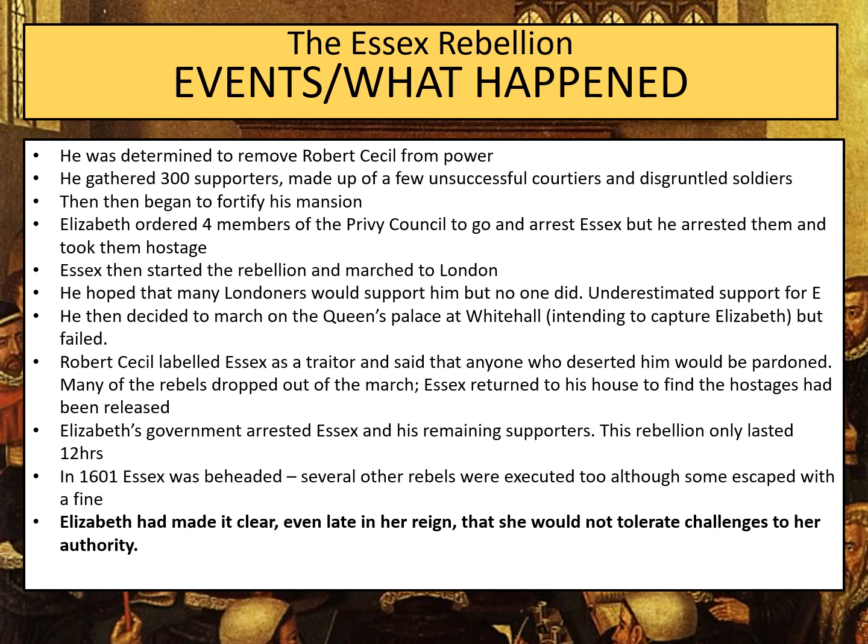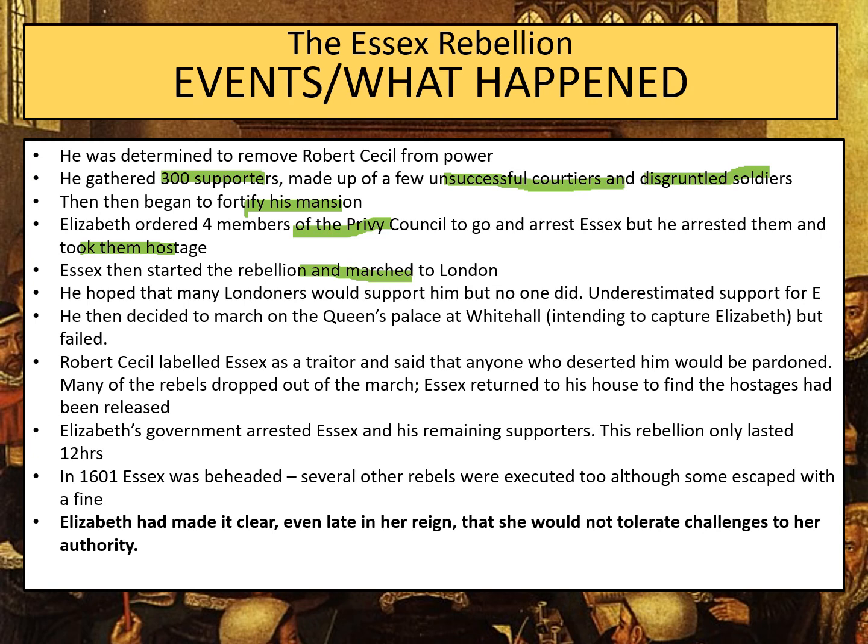The Earl of Essex gathered 300 supporters together, made up of a few unsuccessful courtiers and disgruntled soldiers. He then began to fortify his mansion. Elizabeth had ordered 4 members of the Privy Council to go and arrest Essex, but he arrested them instead and took them hostage. Essex then started a rebellion and marched to London.